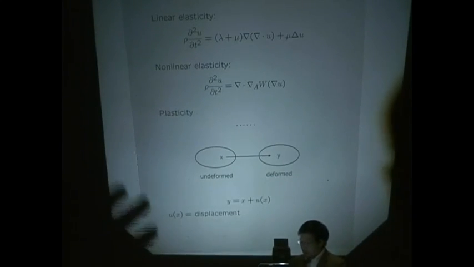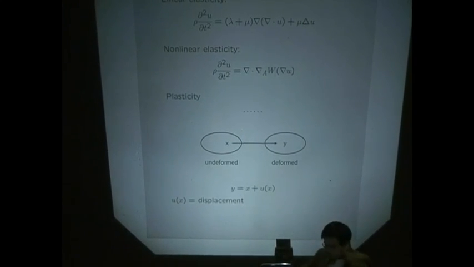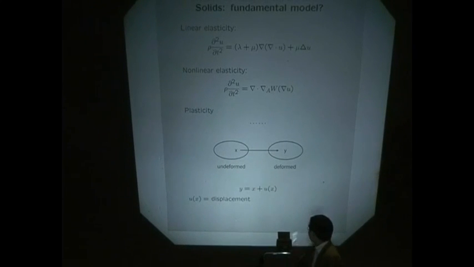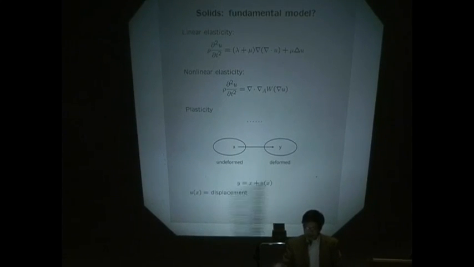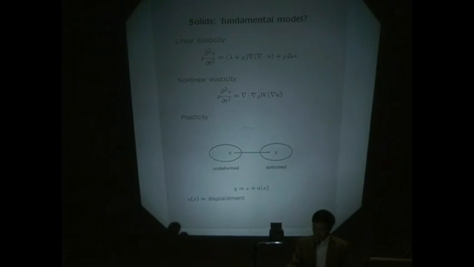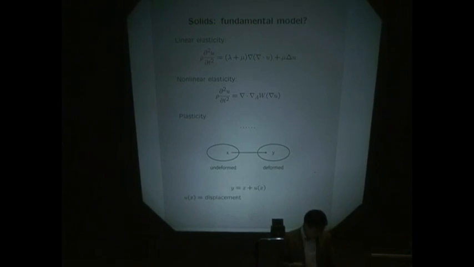Now, solids. What is the situation for solids? First of all, for solids, instead of looking at the velocity, you look at the deformation, the displacement. Say you have a configuration before deformation and a configuration after deformation, and then U is the displacement field. Macroscopically, that's the object you want to study. So what would be a fundamental model of solid? There is linear elasticity, which I wrote down there, and that is a rather simple problem, at least by current standards, but it has rather limited validity.